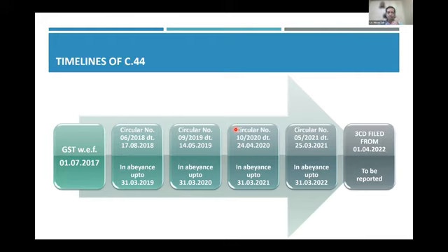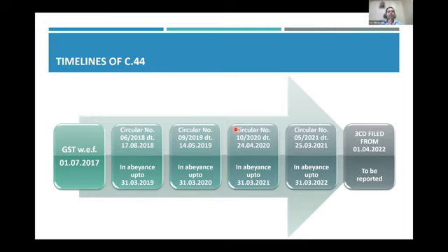Then, due to the dispute or the protest of the industry, it was kept under abeyance by Circular 618 up to March 2019. That was the initial decision by the government. Subsequently, it was again kept in abeyance up to March 2020. After that, the COVID-19 pandemic came, and again it was kept in abeyance.